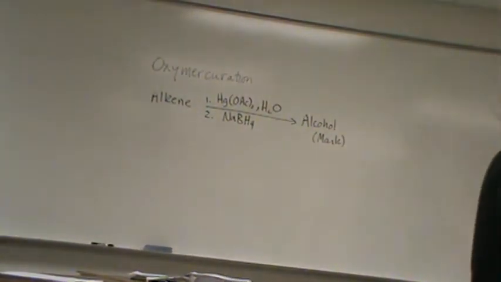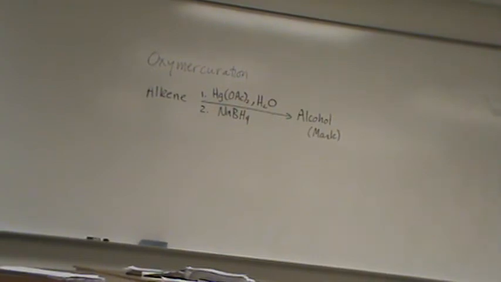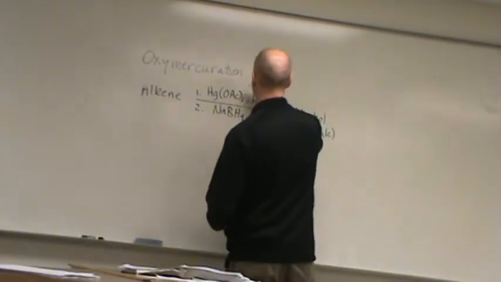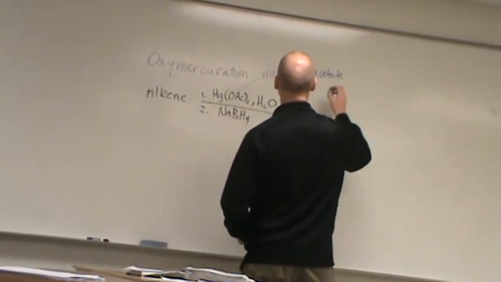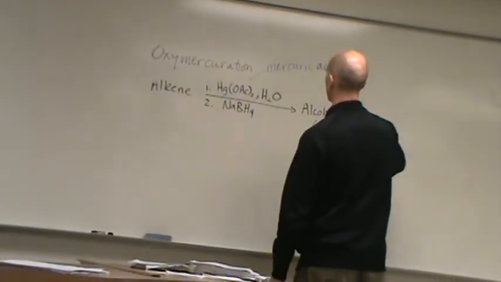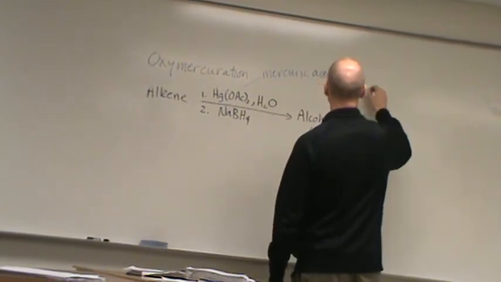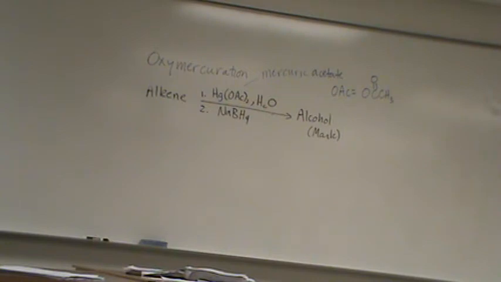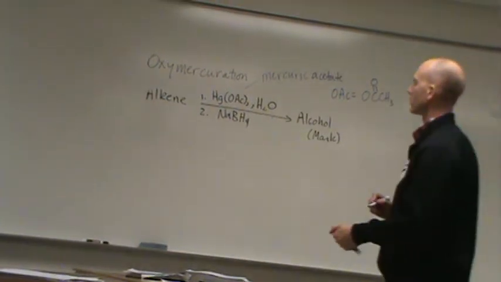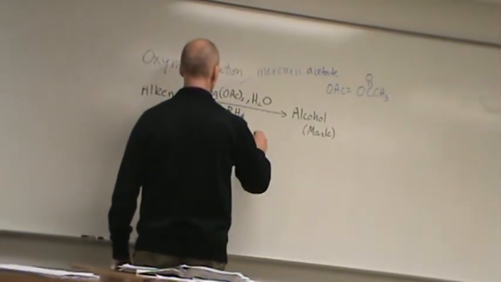Okay? So in the first step, we use this Hg(OAc)2. This stands for mercuric acetate. Okay. And it has this acetate, this thing here. Okay, so we just condense it down to OAc, making it easier to write. Okay, so we combine it in water. Then the second step, we use NaBH4, which is called sodium borohydride.